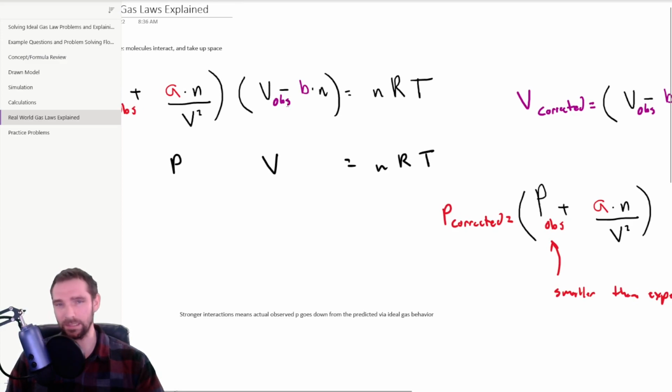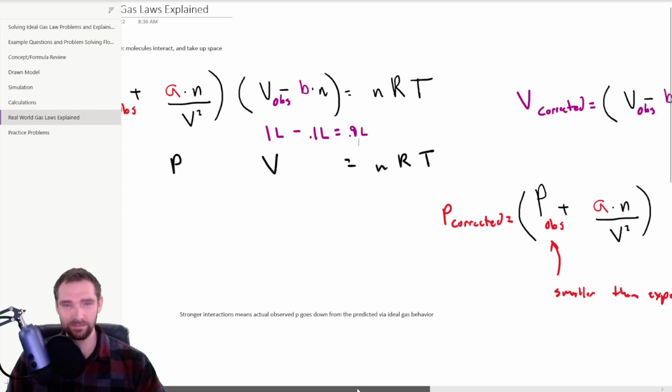Say you've got a 1 liter container. So let's just do some rough numbers. Let's say that you've got a 1 liter container, and let's say 1/10 of that liter is being used up by the molecules. Then the corrected volume is going to be 0.9 liters. So the amount of volume that you actually have to work with in the container is being corrected by this B value.